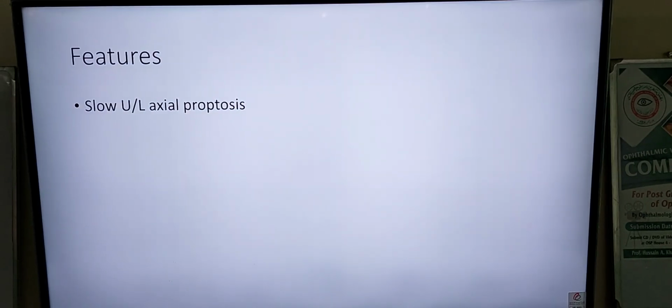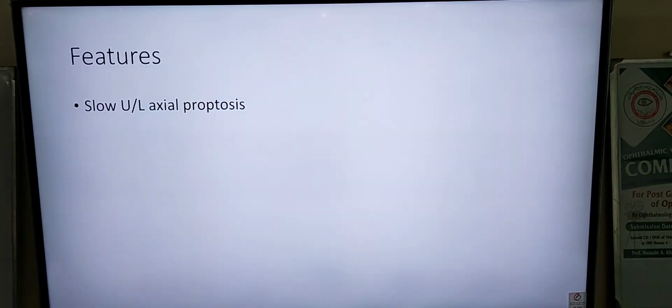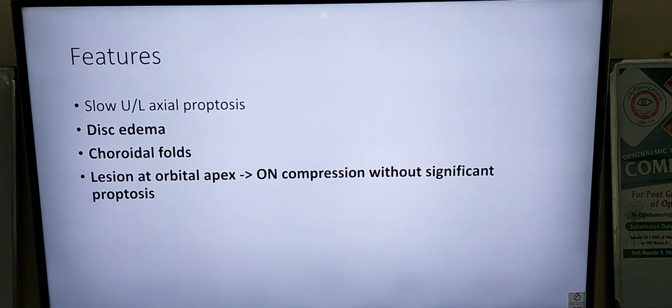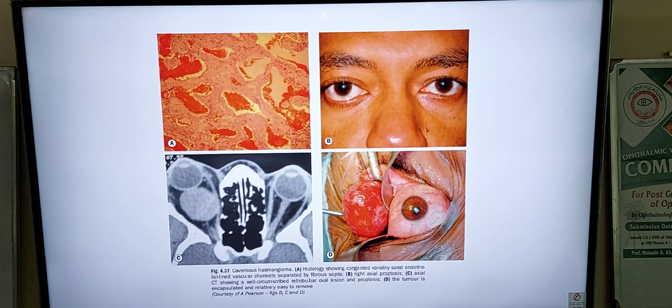as mentioned before. Features may present usually with axial proptosis but slowly. Disc edema, choroidal folds may be found. If the lesion is occurring at the orbital apex, it will definitely lead to optic nerve compression, but proptosis may not be usually found, and extraocular movements may be impaired. This shows the histological picture. You can see there are endothelial lined vascular channels separated by fibrous tissue.